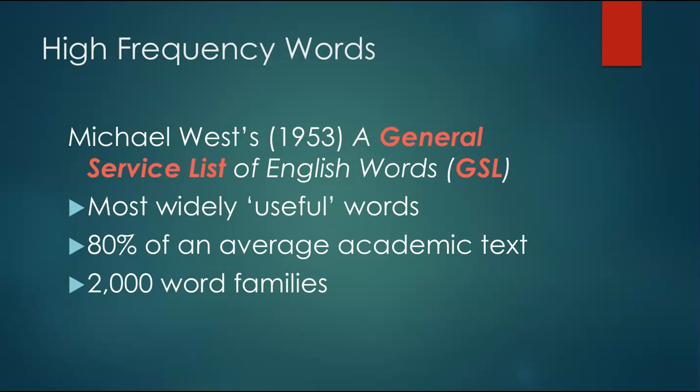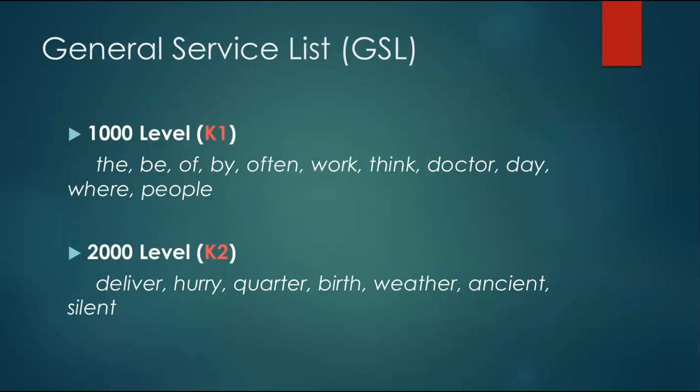Now, word families are all the words that come from the same base word. So, for example, develop, development, developing, undeveloped, etc. Those all count as one word family that comes from one base word, develop, not as separate words in those 2,000 word families. So the General Service List is divided into what's known as the K1 and the K2. So the first 1,000 level words and the second 1,000 level words that are most commonly used in English.